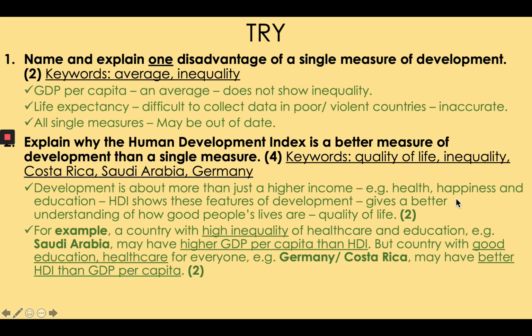You could have also said, and this is really important, whenever there's an explain question, you should also always give an example to prove your understanding. For example, a country with high inequality of healthcare and education, for example Saudi Arabia, may have higher GDP per capita than HDI. But a country with good education and healthcare for everyone, for example Germany or Costa Rica, may have a better HDI than GDP per capita.